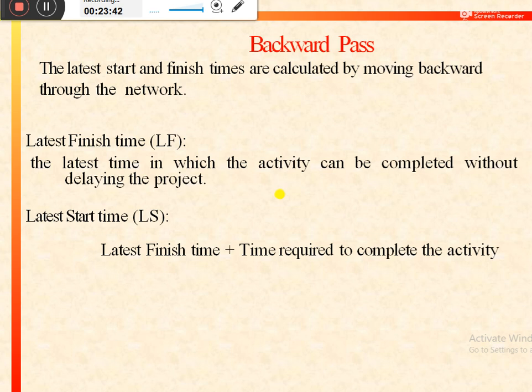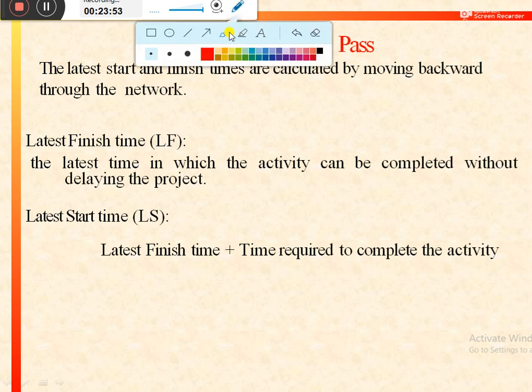And further, latest start time can be computed by using this formula, that is latest finish time minus time required to complete the activity. So it is not plus, it is minus. Latest finish time minus time required to complete the activity. So by using the backward pass, we would calculate the latest finish and latest start of different activities.